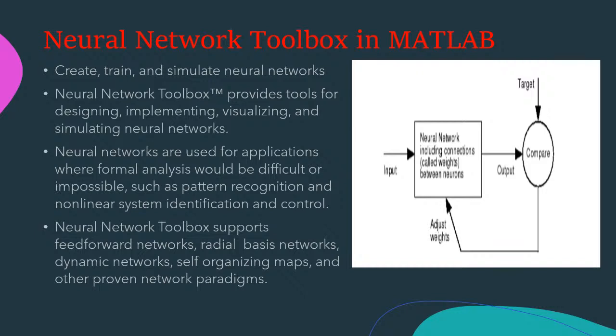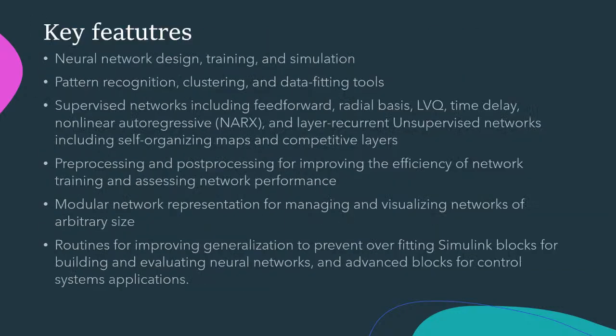Here, the neural network toolbox supports feed forward neural networks, radial basis networks, dynamic networks, self-organizing maps, and other proven network paradigms also. We have different types of neural networks: feed forward, radial, dynamic, and self-organizing types of neural networks.